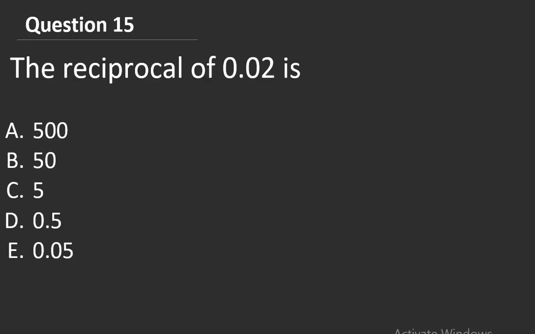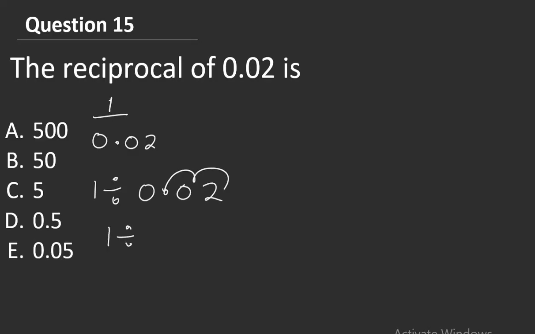Question 15. This question says the reciprocal of 0.02 is what? To get the reciprocal, we just divide 1 by 0.02. That's all. So 1 divided by 0.02. Convert 0.02 to a fraction. So you move 1, 2. That means 1 divided by 2 over 100. Since I move 2 places, that's why I'm dividing by 100, because 100 has 2 zeros.